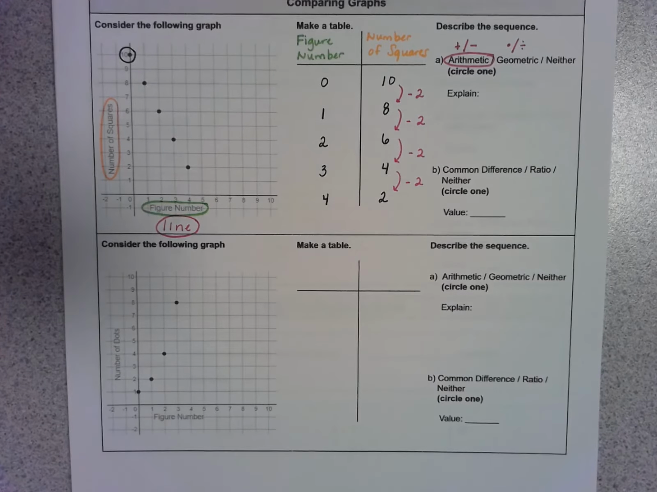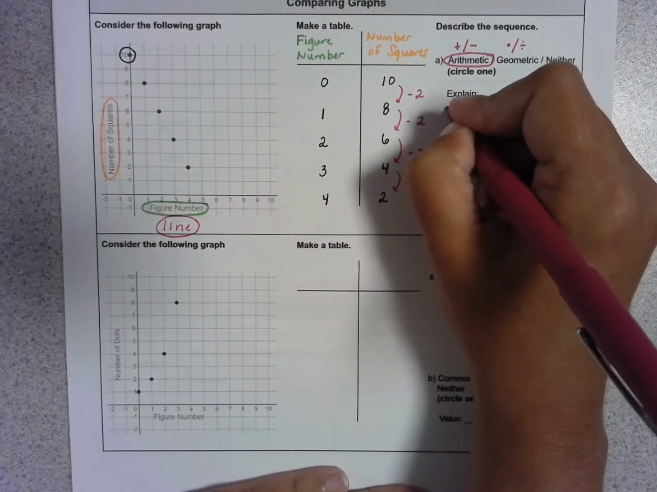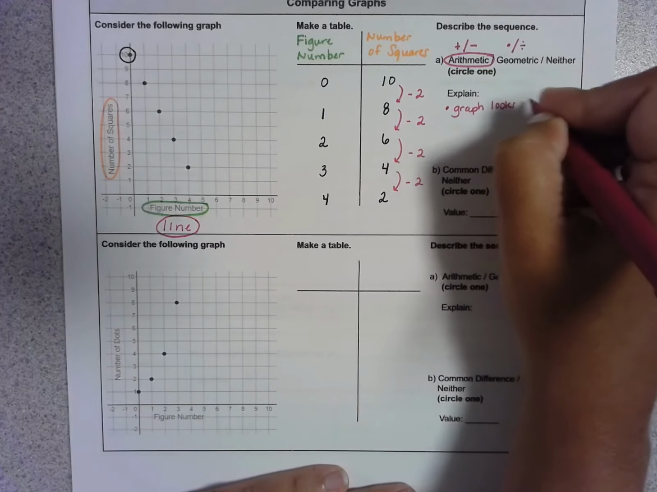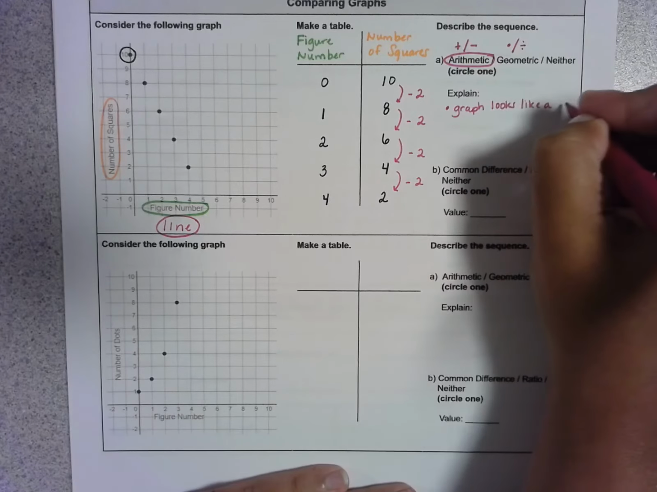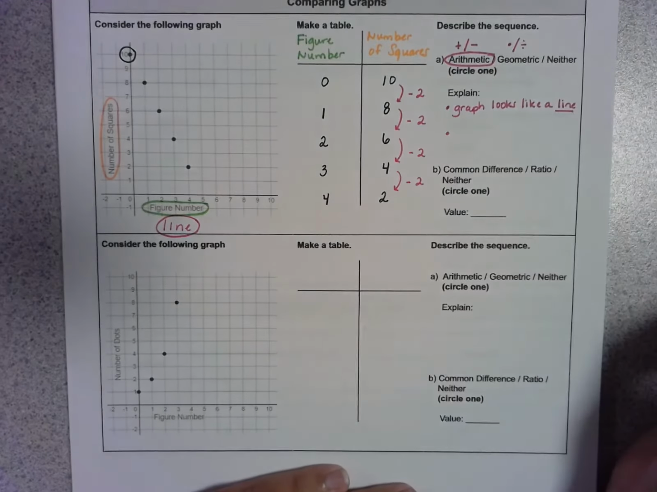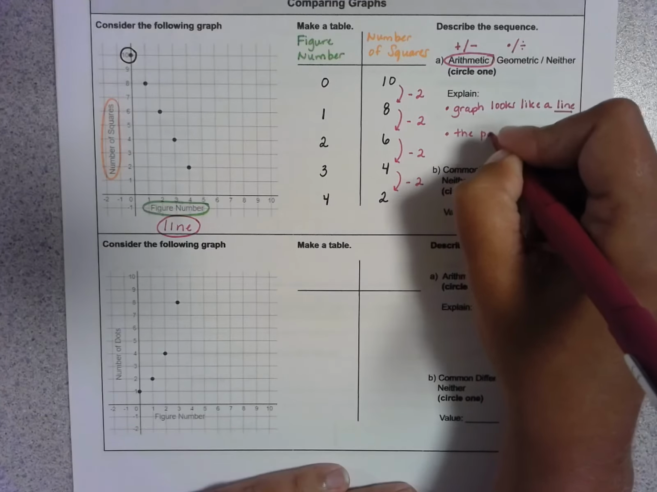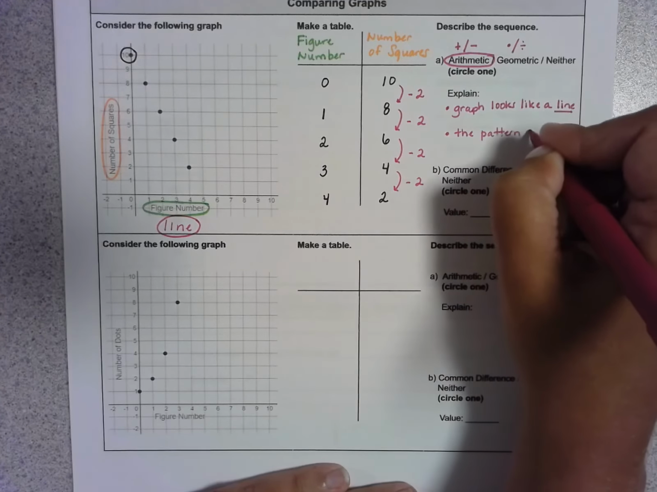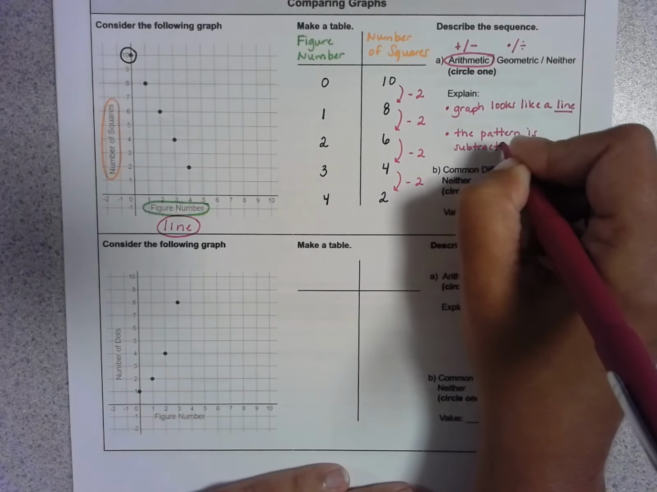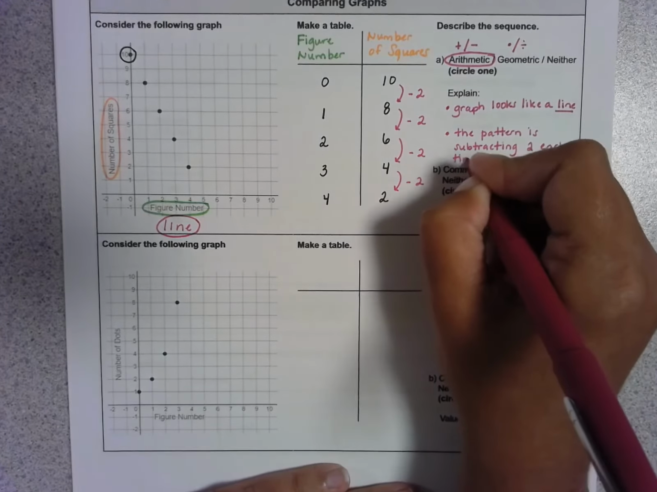And I could explain this in several different ways. Using the graph, I could say that the graph looks like a line. That's the first option for explaining. The second option for explaining is that the pattern is subtracting 2 each time.